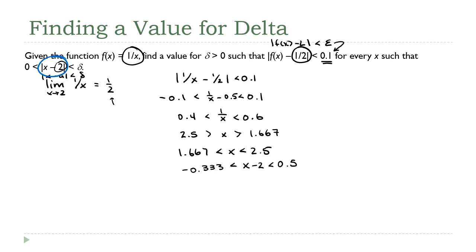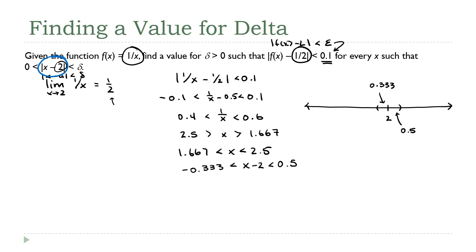And the thing about delta is it needs to be the same number on both sides of the inequality, right? So kind of what we've got going on here is this, right? We've got 2 here. And I have this interval from negative 0.33 to the left, 0.5 to the right. So it's going to be like this, right? This distance here is 0.333, and this distance here is 0.5. Well, I need them to be the same, right? I need this to be symmetric, right?